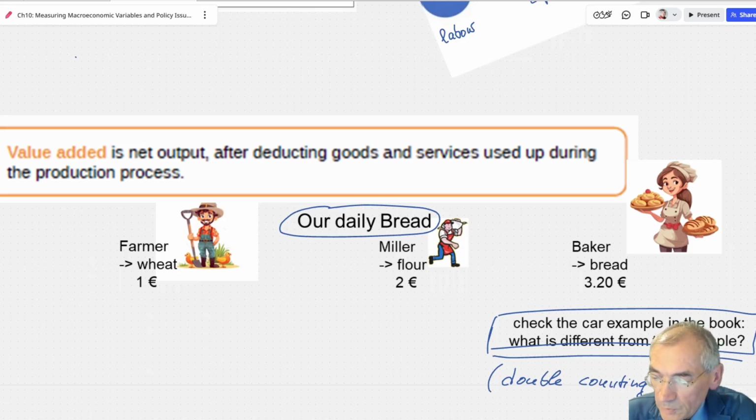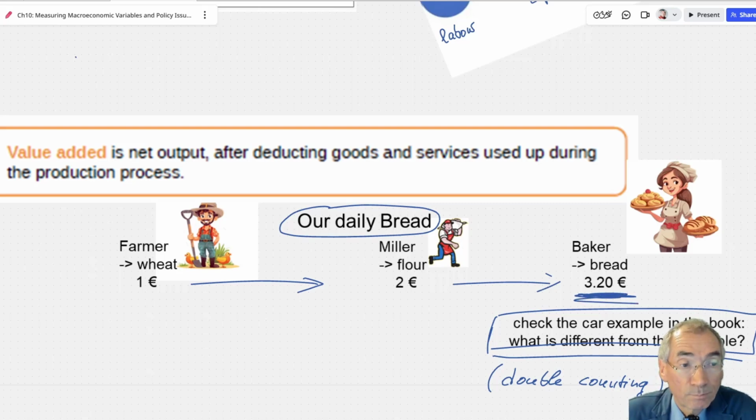The farmer produces wheat and sells it for €1 to the miller. The miller makes flour from the wheat and sells it for €2 to the baker. The baker uses the flour in order to make bread, and we are the ones who have to pay €3.20, although the original value of the wheat was €1, wasn't it?